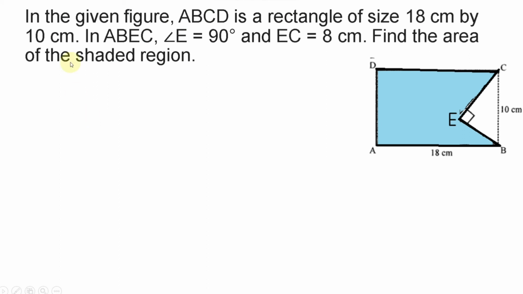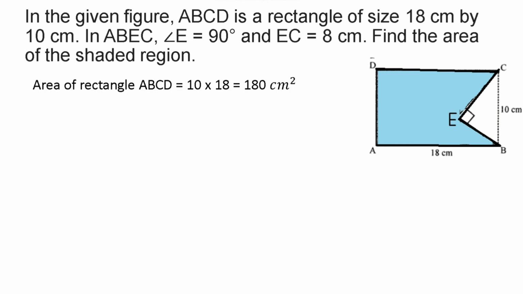Here we have our next question. In the given figure, ABCD is a rectangle of size 18 by 10 centimeters, and here this is a right angle triangle. Here this is given 90 and this is 10 given. EC is given 8. We need to find the area of the shaded region. So to find the area of the shaded region, I can calculate the area of this rectangle and then subtract the area of this triangle. I will get the area of the shaded region.